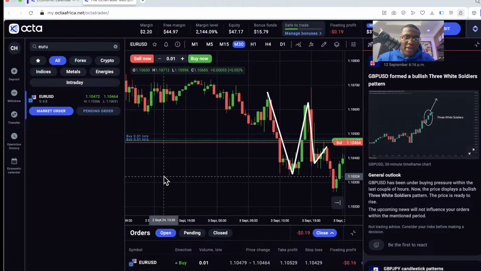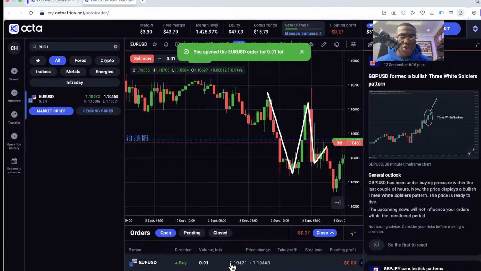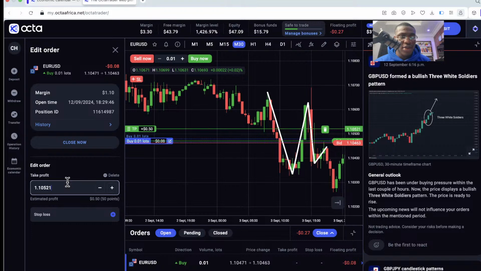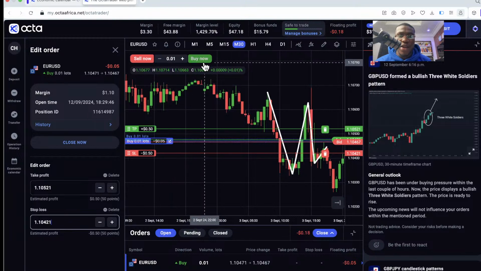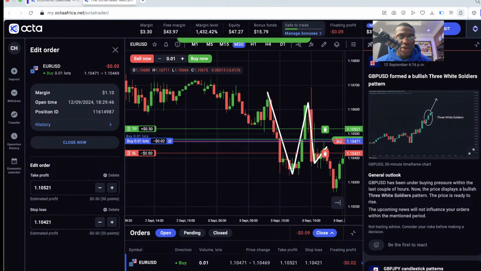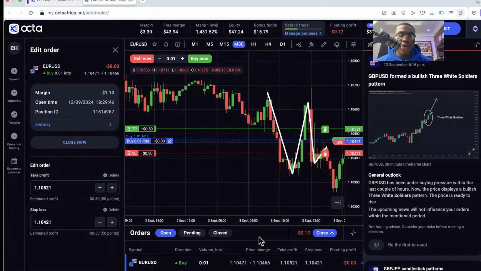All right, so guys, if you execute a trade, and let's say you place a buy trade, and you want to put in your take profit and your stop loss, you can always click on it, come towards the left, type in your take profit, and also type in your stop loss as well. All right. So when you execute a trade with the one-click trading, don't get scared that you'll not be able to put in your take profit and stop loss. You can always do that, and it confirms changes, and you can see it just goes straight into your open orders.